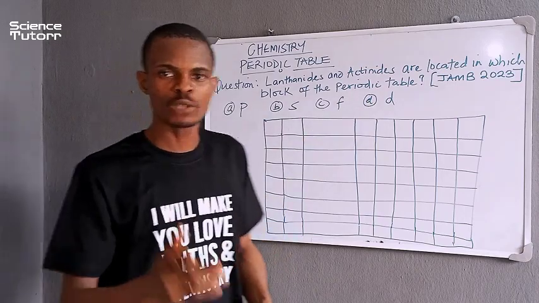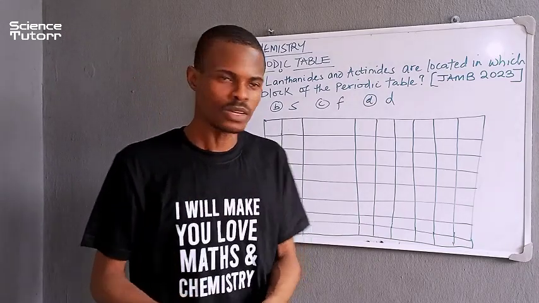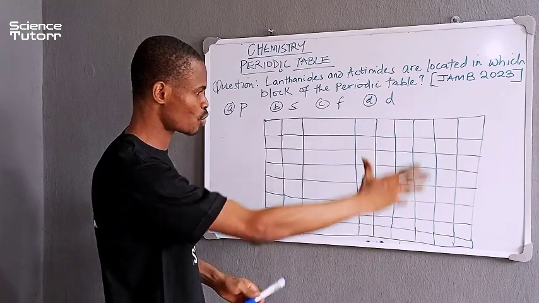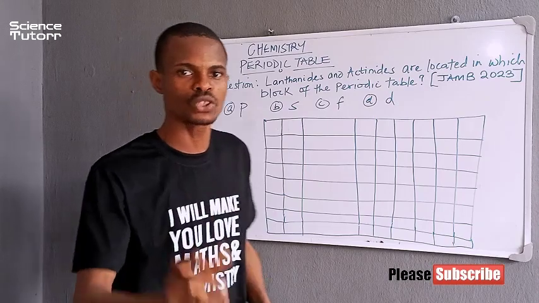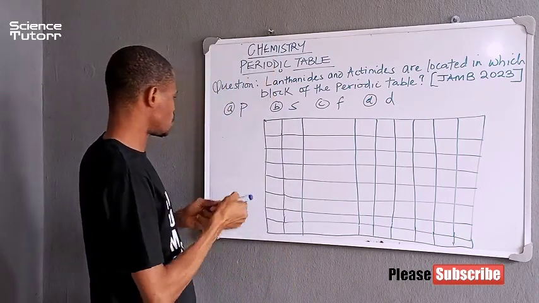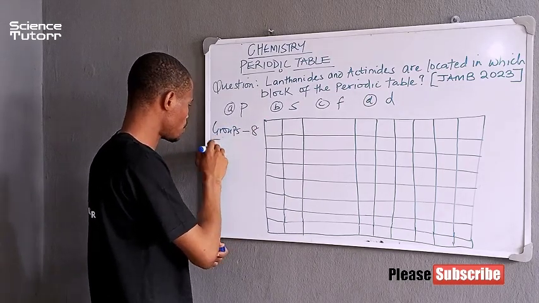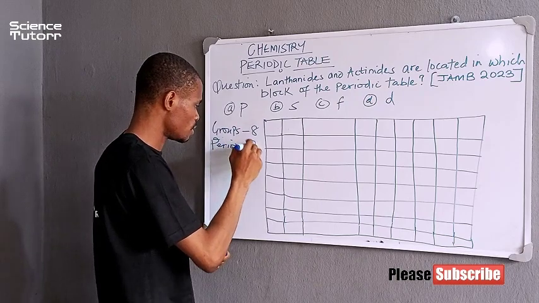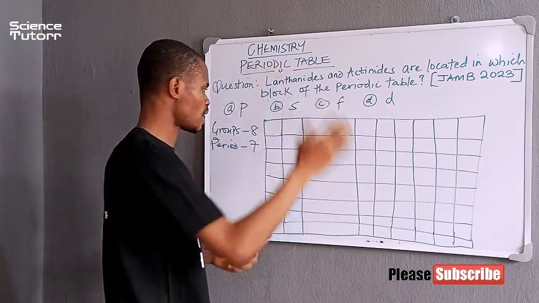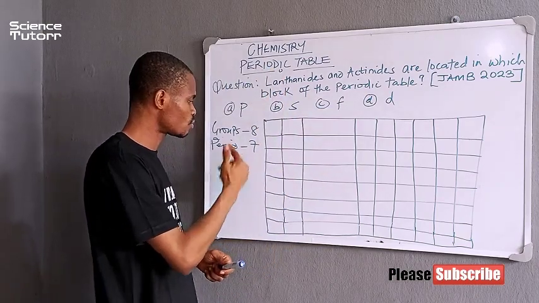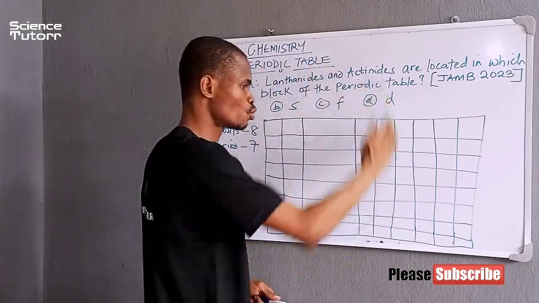Before we respond to this question, it is vital we understand the basics of the periodic table. Looking at the board, we have the rough structure of the periodic table. The periodic table consists of groups and periods. We have 8 groups and 7 periods. The periods are located horizontally. The groups are located vertically. So in essence, we have 7 horizontal rows we call the periods, and 8 vertical columns we call the groups.